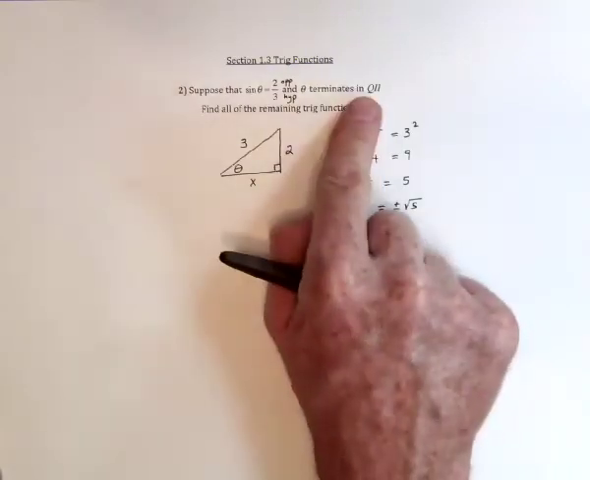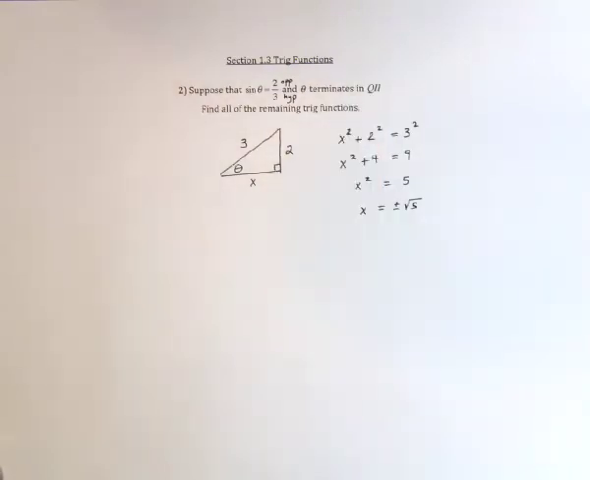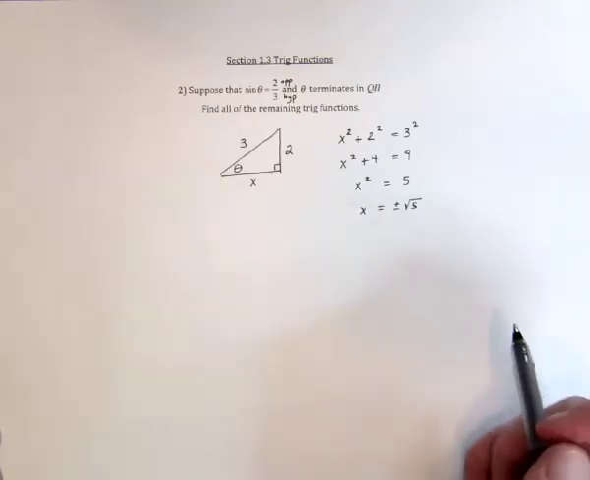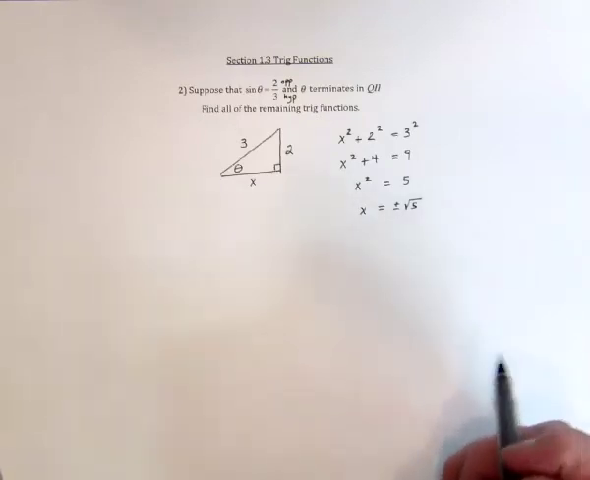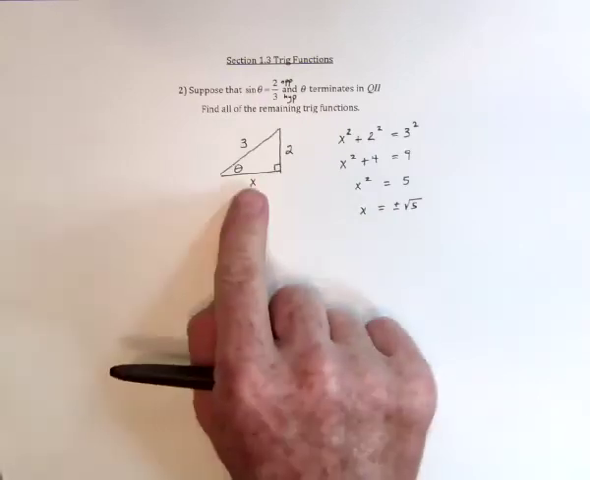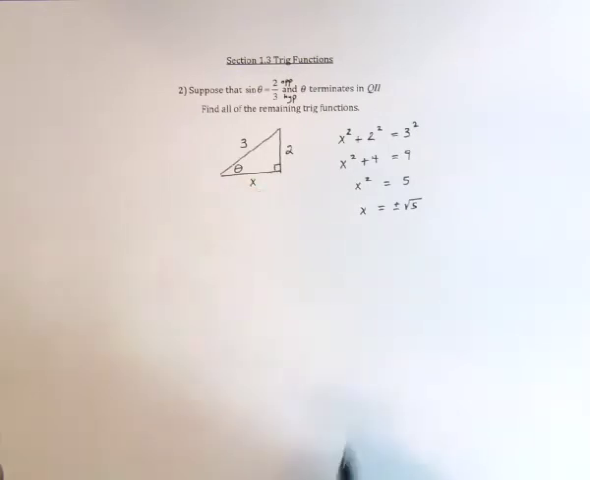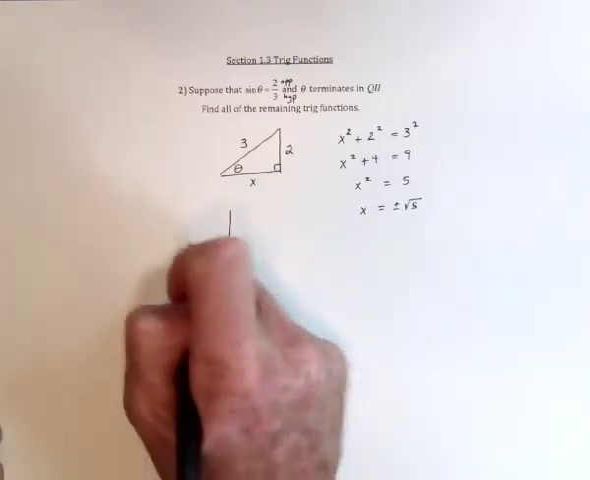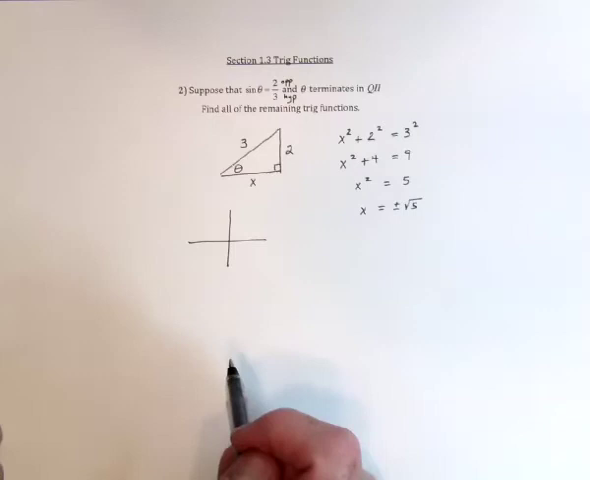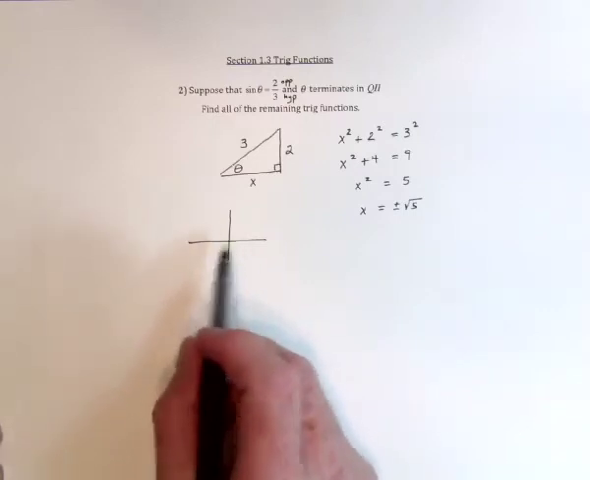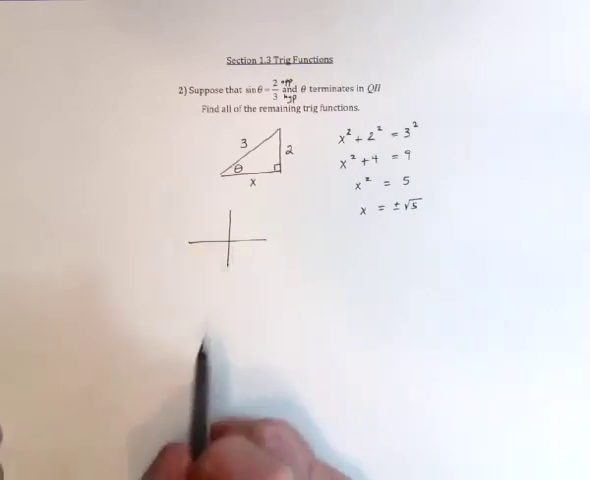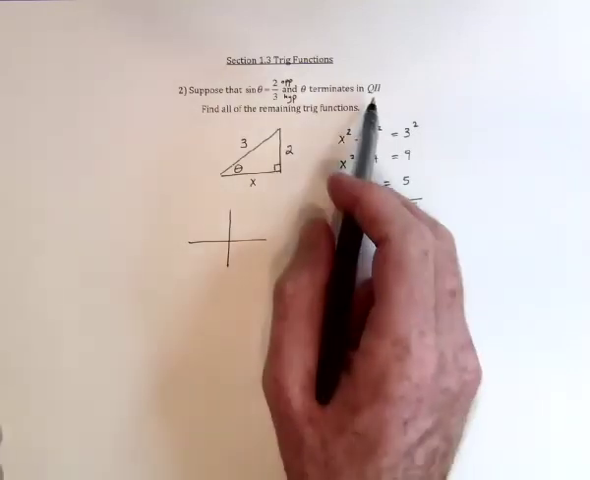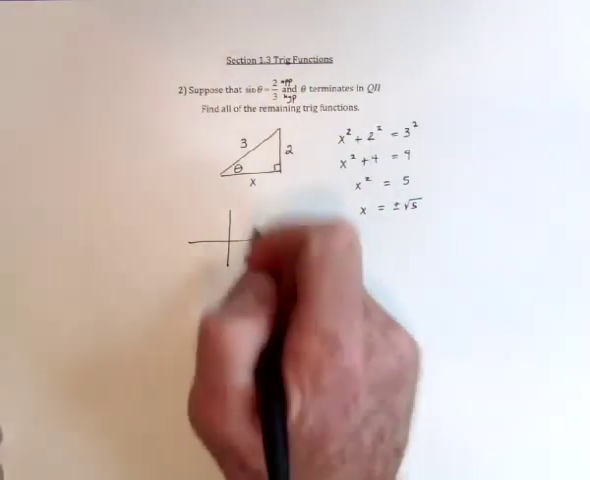Now we need to use this information to find out should it be positive or negative the square root of 5. You may be looking at the triangle and say, well, how can you have a negative length of a side? Well, actually it just means placement on the xy system. So if we have the x and y axis here, x is either to the left or to the right. So is the triangle on the left or is the triangle on the right? So it's in quadrant 2, which means it's on the left.